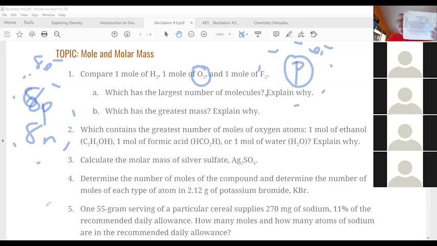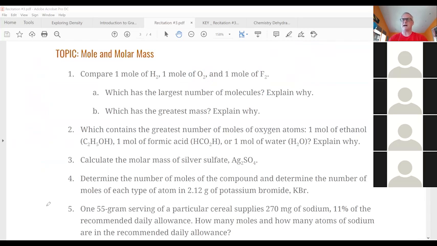Looking at the periodic table, I can easily determine what the mass of a mole of an atom is. So what do I use to figure that out? There's a number right on the periodic table that tells me how much a mole weighs.